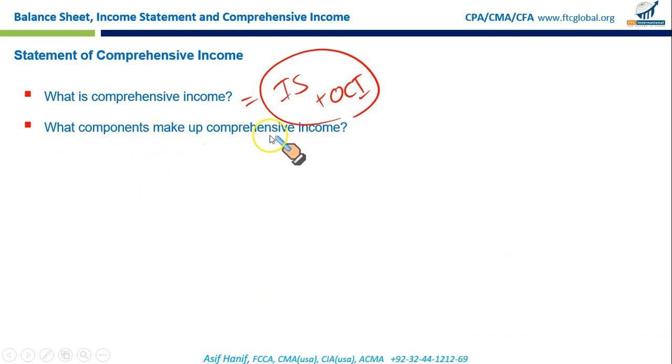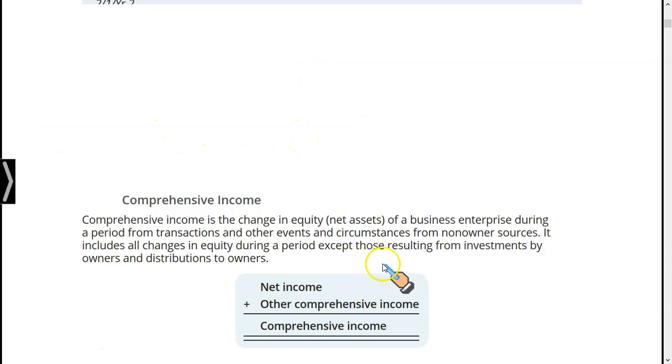What components make up comprehensive income? This is it. Comprehensive income includes your net income, that is the income from regular business operations, and then other comprehensive income. These are certain items that are not part of your net income, but they still affect your equity, like unrealized gains or losses on certain investments. We will discuss this as we go along.